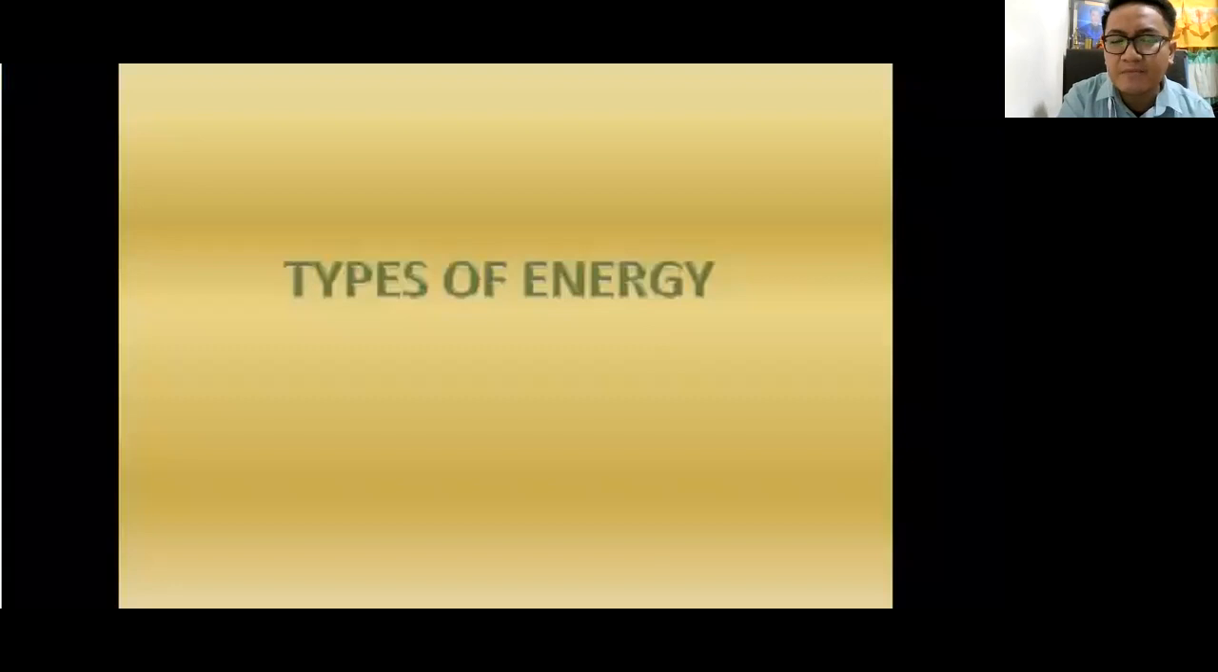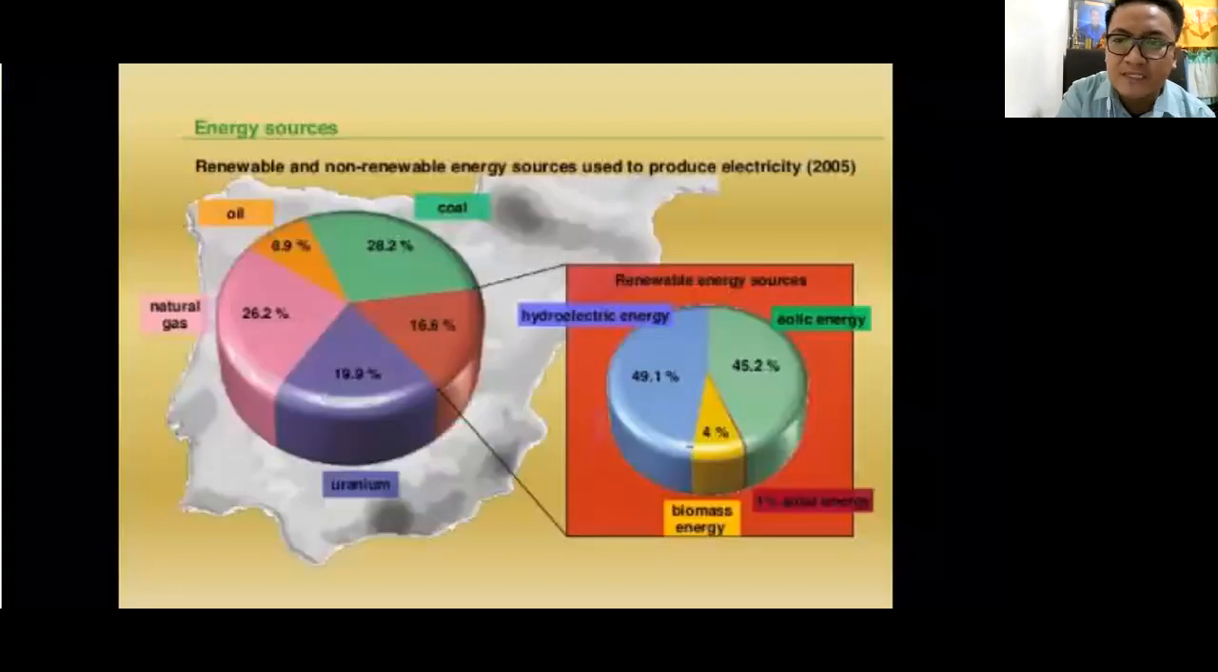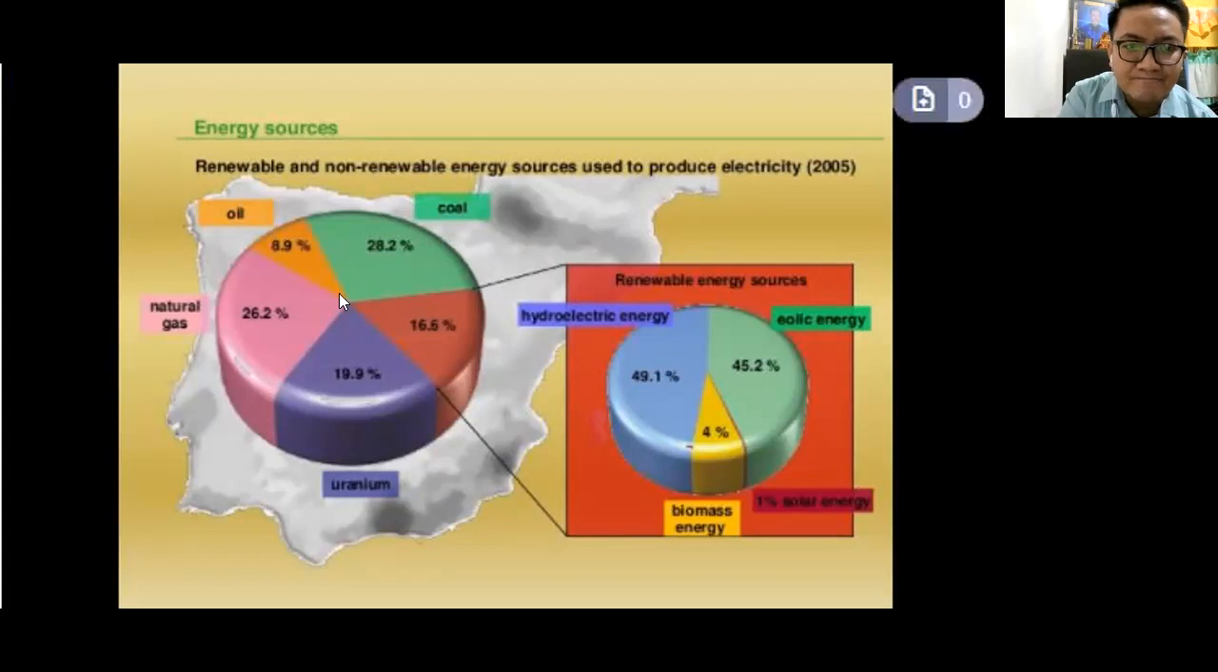Another point po from the types of energy, balik tanaw po tayo dun sa sinasabi ko pong percentage amount na meron po ang bawat conventional and renewable energy sources. Ito po ay base sa nilabas pong taon ng 2005. So, nagbago na po ito, unti-unti lang po ang percentage ng pag-usad po nila. So, mapapansin po natin, we have the non-renewable, or we call the conventional. The oil has 8.9, the coal is 28.2, the uranium has 19.9, and the natural gas has 26.2%.